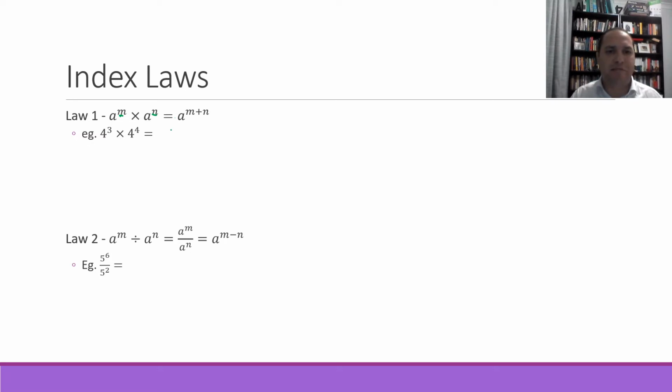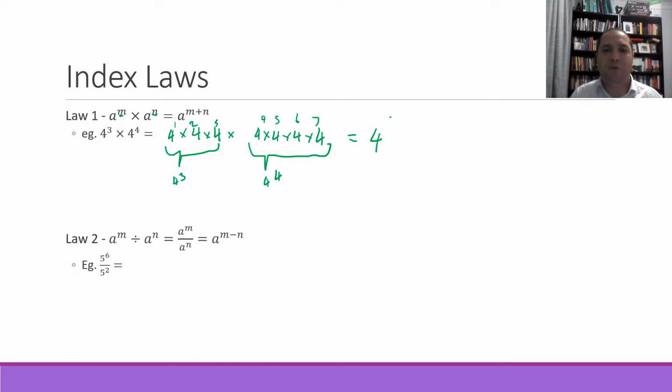If we've got 4 to the 3, that's 4 times 4 times 4. That's 4 to the 3. And we multiply that by 4 times 4 times 4 times 4. That's 4 to the 4. Then altogether we have 1, 2, 3, 4, 5, 6, 7 4s. That's 4 to the power of 7, which is 3 plus 4. We have 3 4s multiplied together, another 4 4s multiplied together. So in total we have 7 4s multiplied together.